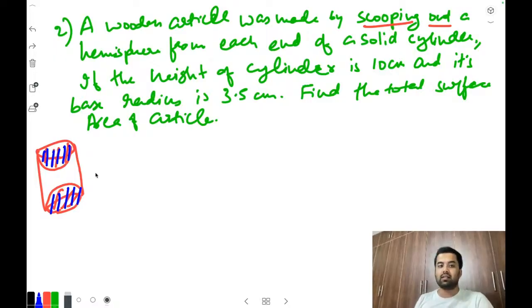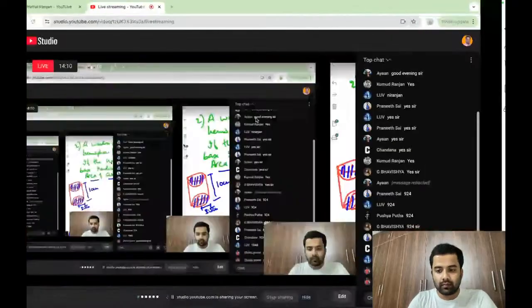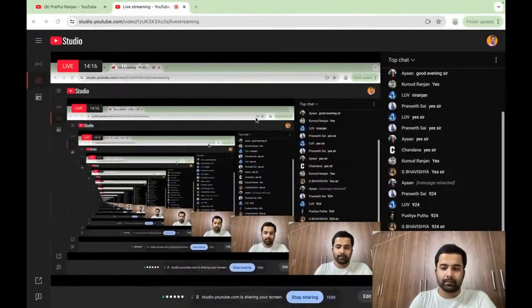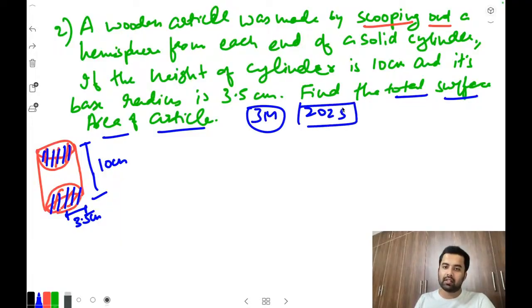So how to figure out the answers? The height of the cylinder is given, 10 centimeter, and the radius is also given, 3.5 centimeter. The question is asking to find the total surface area of the article, TSA. What are you going to do? This is a 3 marks question, and it was asked in the 2023 paper. Now let me proceed with the answer.